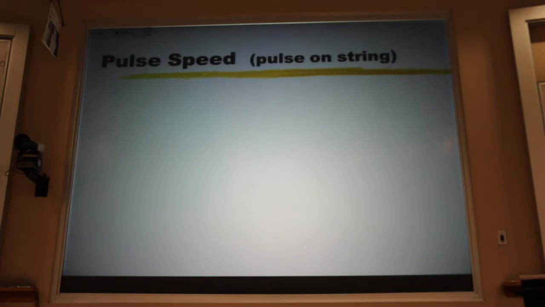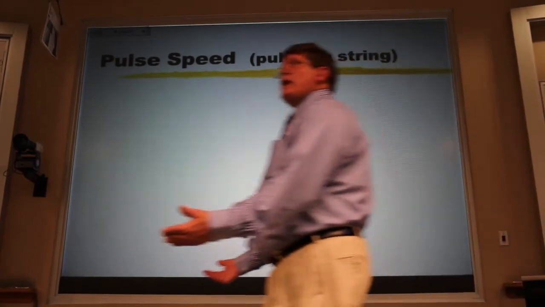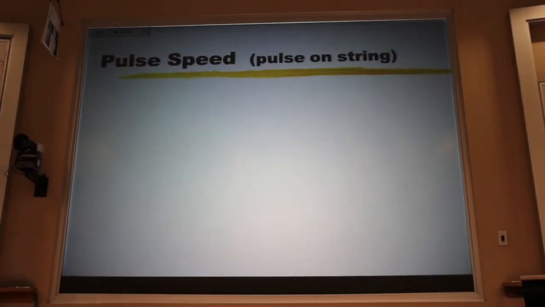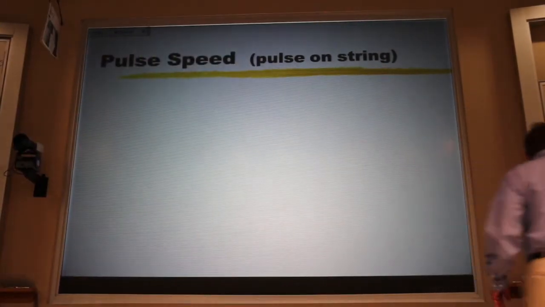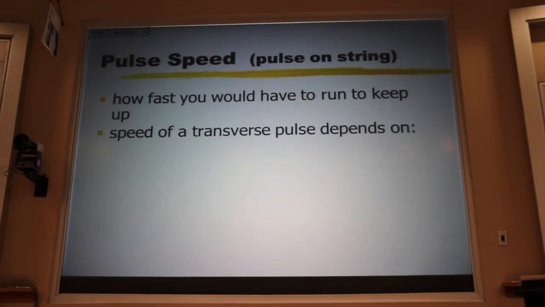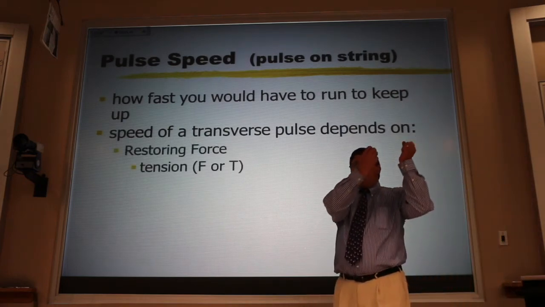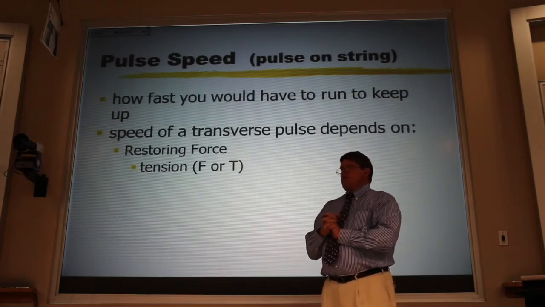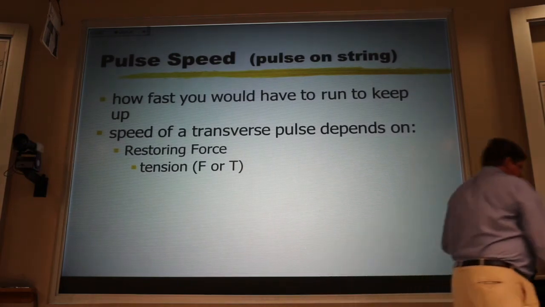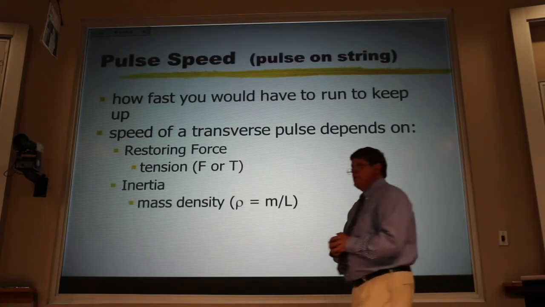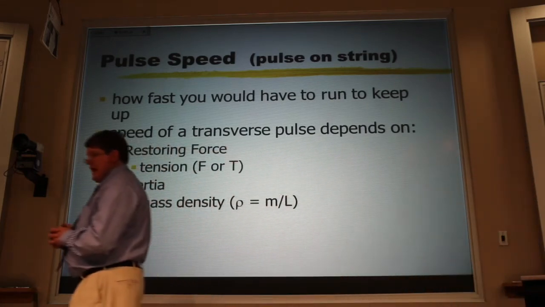The pulse speed is defined very simply as how fast you would have to run alongside this spring to catch up with the pulse, to keep up with the pulse. Now, it turns out that the pulse speed depends on only two things when you're dealing with a transverse pulse. It depends on the restoring force, how hard we're pulling things back towards equilibrium. And the second thing is how hard it is to get them back to equilibrium, how massive they are.